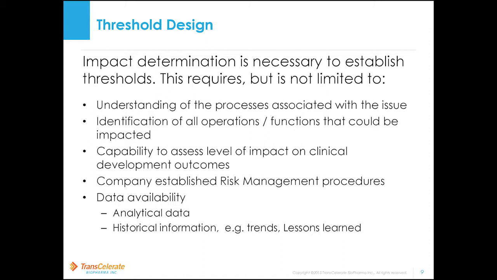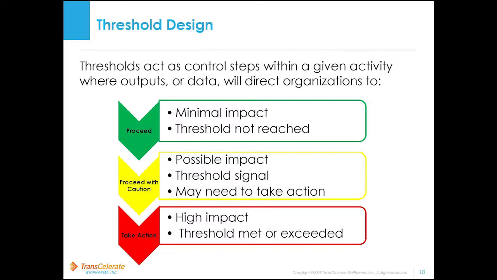Relying on analytical data, historical data, and trends over time can help determine impact and set tolerance levels. Examples of level of impact could be high, medium, low, or critical, major, or minor. Company-established risk management procedures provide guidance for assessing impact and defining roles and responsibilities for activities. Thresholds can act as control steps within a given activity. The outputs or data generated direct the next step. The model below is just one example of how a threshold can direct activities.